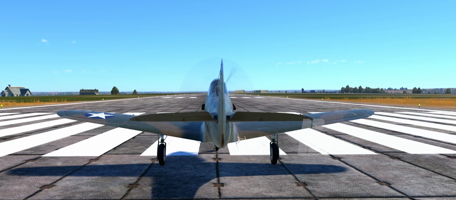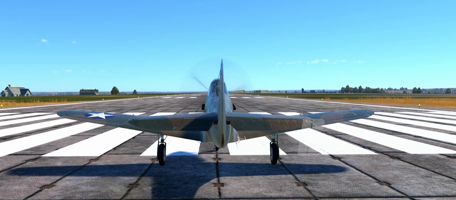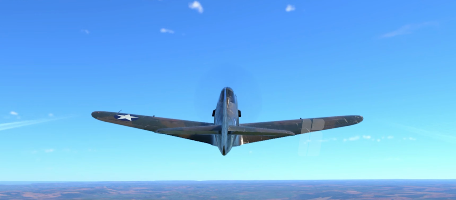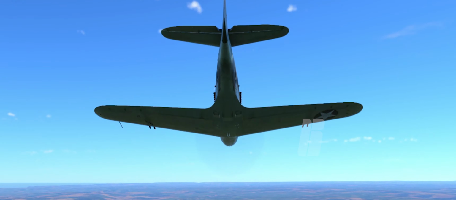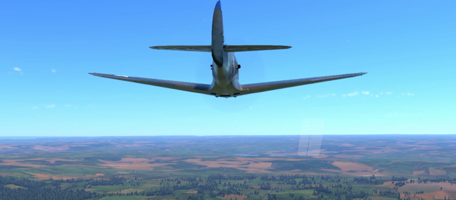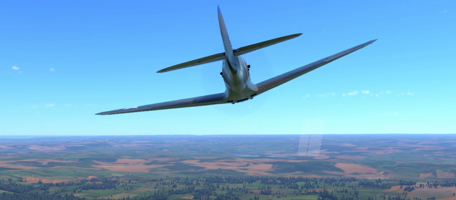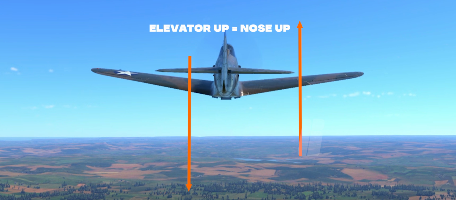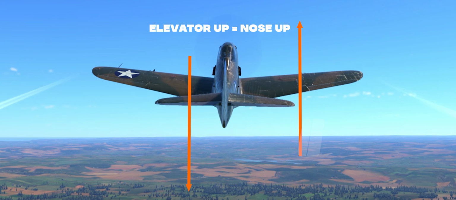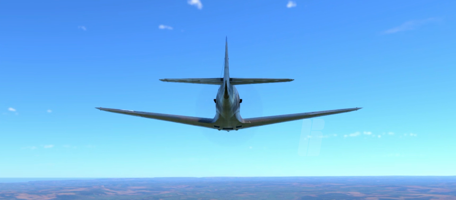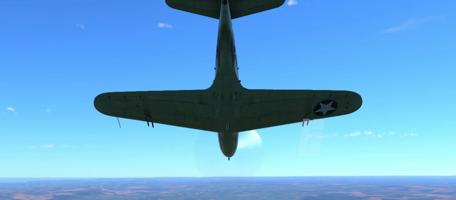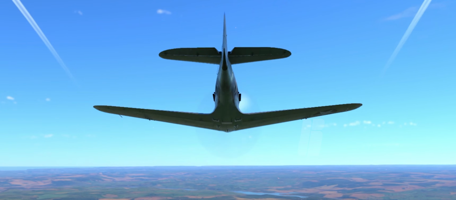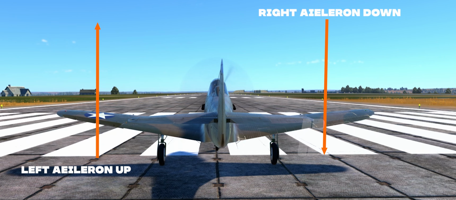Number two is the elevator. The elevator controls the pitch. The elevator is located on the horizontal stabilizer at the tail. Its job is to control the pitch, meaning whether the aircraft nose moves up or down. When the pilot pulls the control stick back, the elevator moves upward. This deflects airflow downward, generating a force that pushes the tail down. When the tail moves down, the nose rises, causing the aircraft to climb. Push the stick forward, and the opposite happens. The aircraft descends.